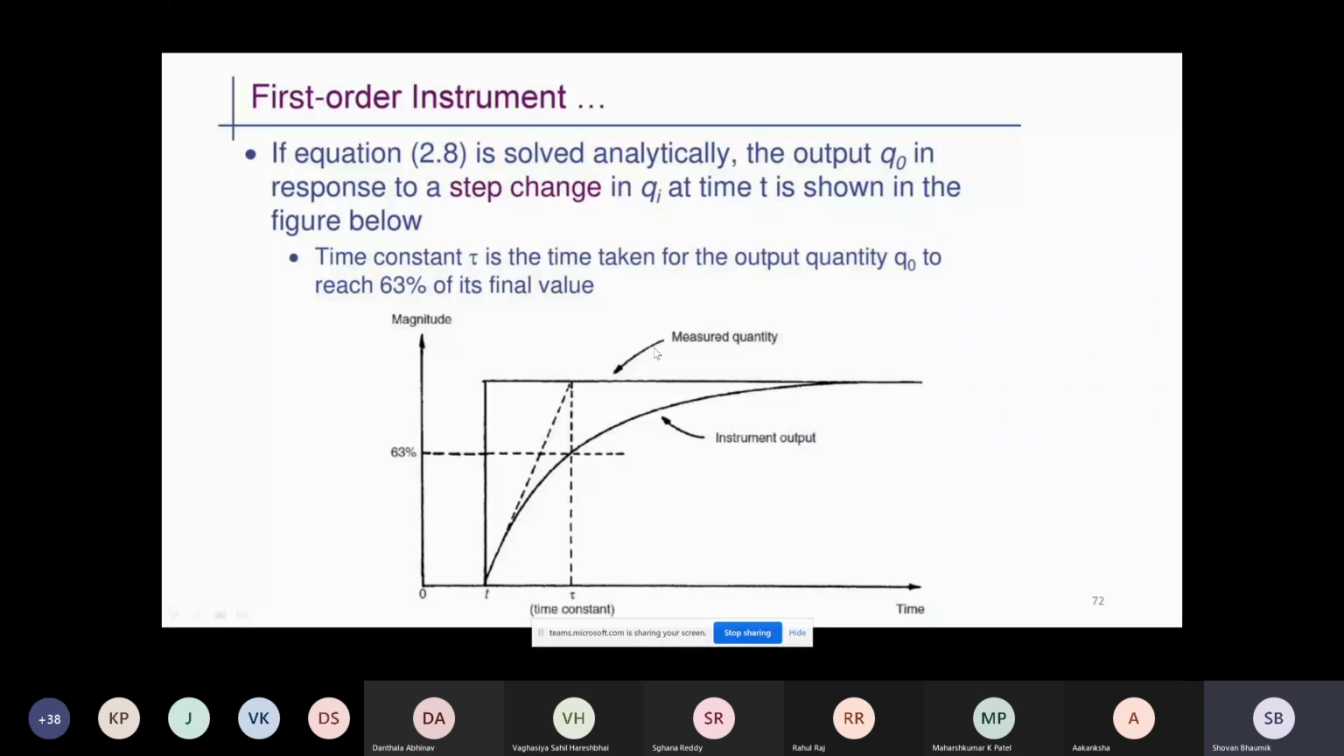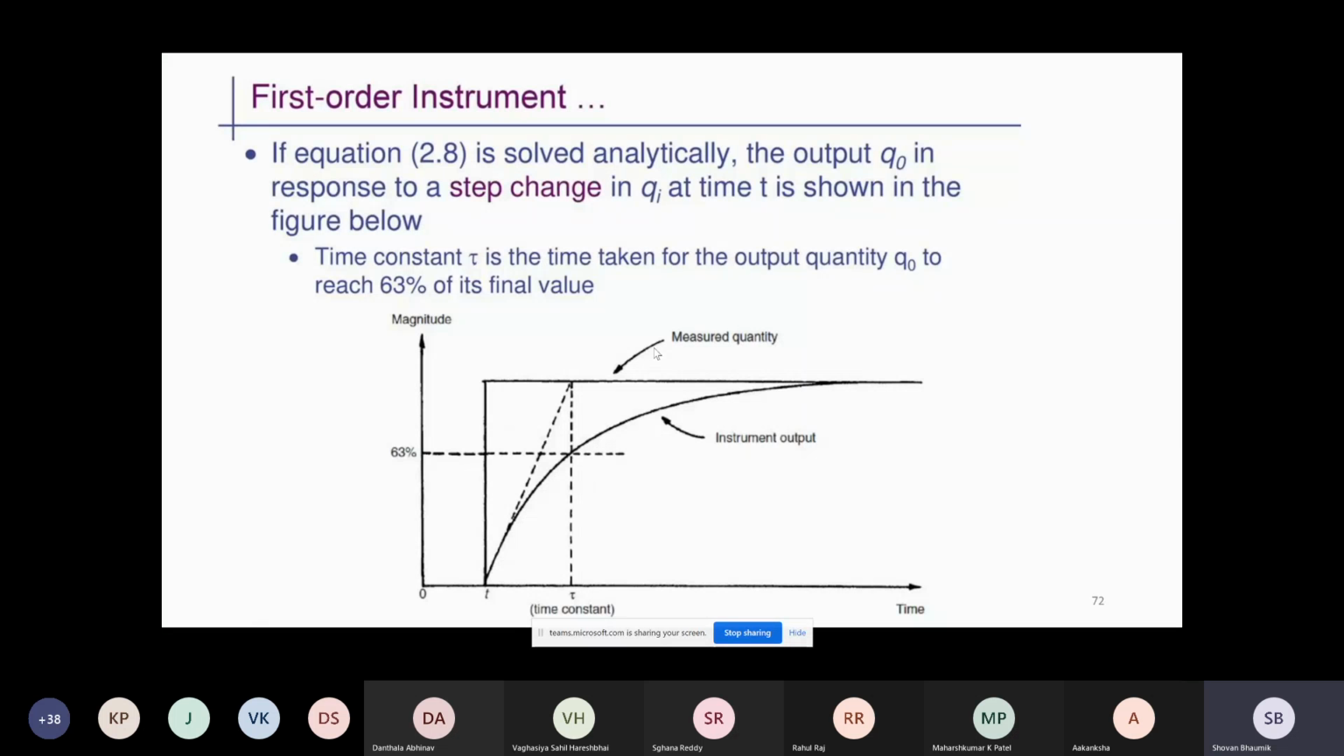So if the measured input is having a step change, that means it goes to some magnitude from 0 or some low value at time t, and then you see how the output we receive. In the thermometer you see that it gradually increases from 0 and then saturates. Now, what will be the time constant tau? The time constant tau is defined as the time for the output quantity Q0 to reach 63% of its final value. This is a very important question generally people ask in viva. What is the time constant of a first order system?